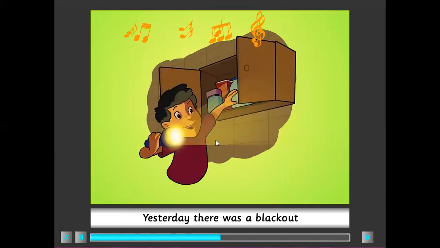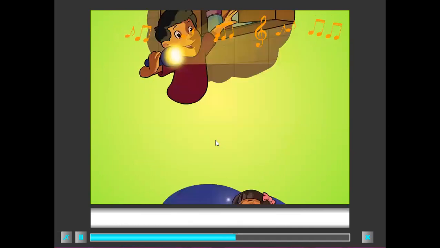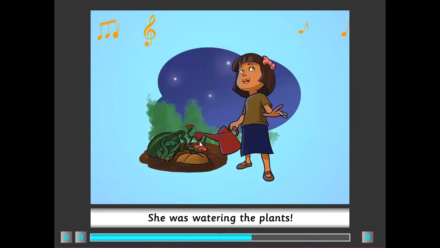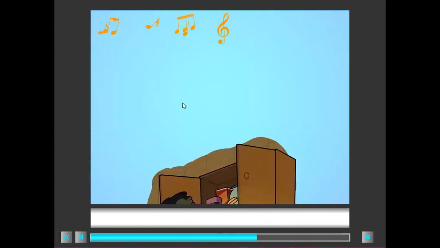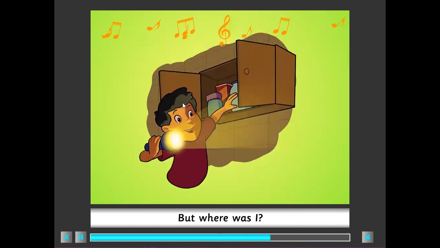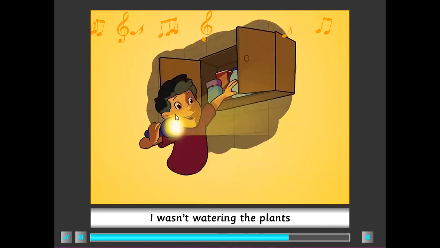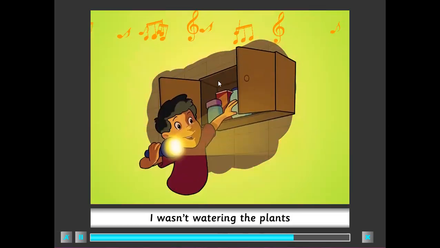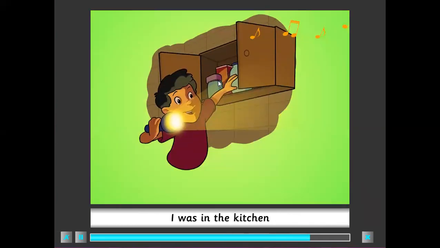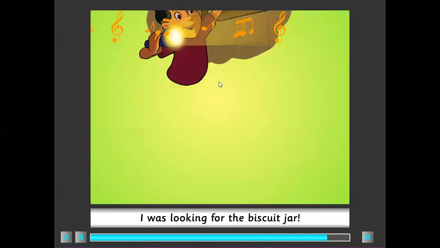Yesterday there was a blackout. I couldn't see a thing. Where was Karen? She was in the garden. She was watering the plants. But where was I? I wasn't looking at the stars. I wasn't watering the plants, and I wasn't cleaning the car. I was in the kitchen, I was looking for the biscuit jar.